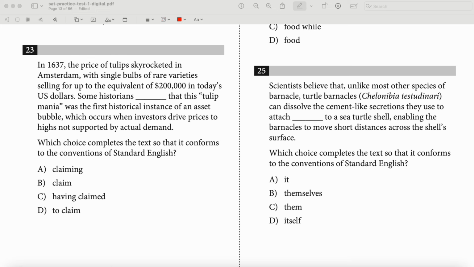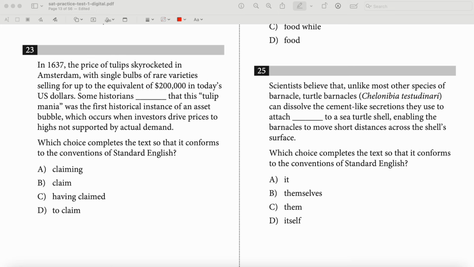In 1637, the price of tulips skyrocketed in Amsterdam, with single bulbs of rare varieties selling for up to the equivalent of $200,000 in today's U.S. dollars. Some historians claiming that this tulip mania was the first historical instance of an asset bubble, which occurs when investors drive prices to highs not supported by actual demand.